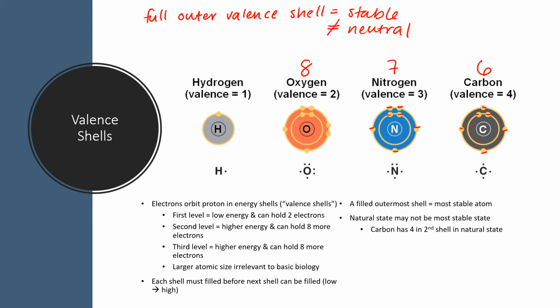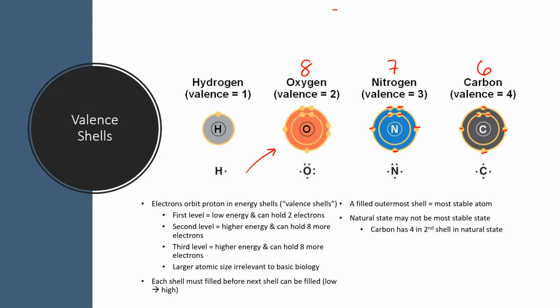An anion could be the most stable form of an atom, or a cation might be the most stable form of an atom. For example, oxygen here can hold up to 8 electrons in its outermost valence shell. It's got a second shell started, so you can fill it with up to 8 electrons. If I added an electron here and an electron here, now the outermost valence shell has 8 electrons.